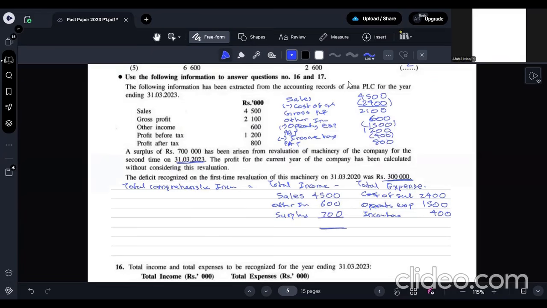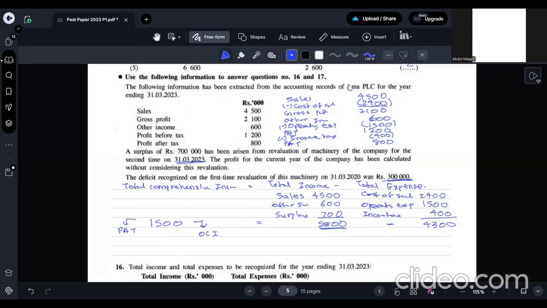Now, how much is your total income? Total income is 4,500 plus 600 plus 700, that is 5,800. Total expenses are 2,400 plus 1,500 plus 400, that is 4,300. Then your total comprehensive income will be 5,800 minus 4,300, that is 1,500. Now you can divide this as your profit after tax and the other comprehensive income.